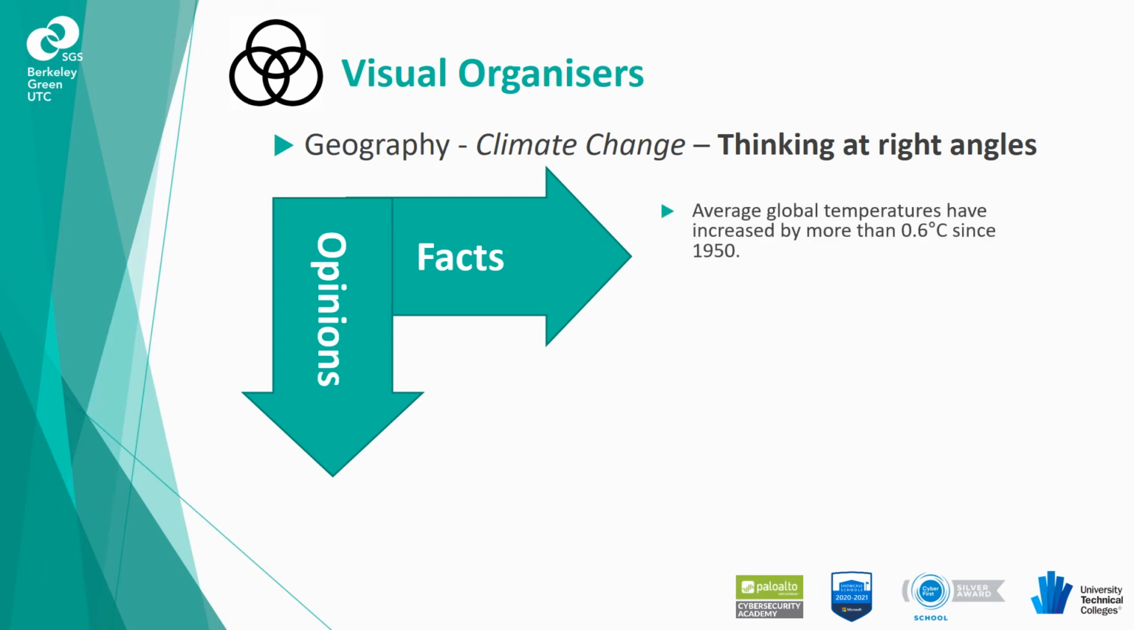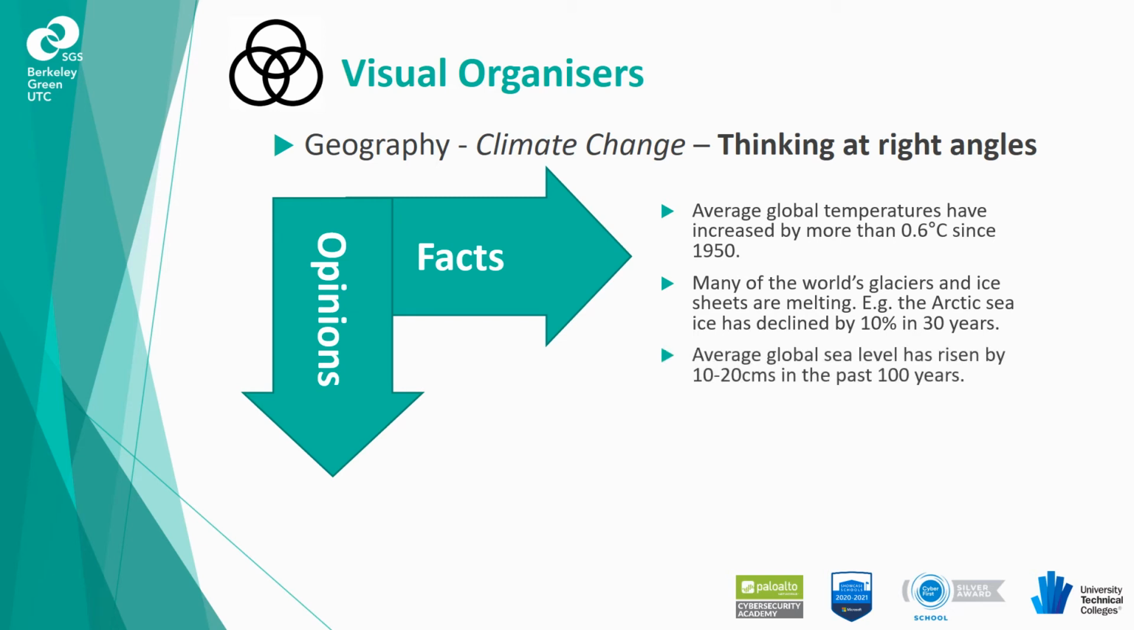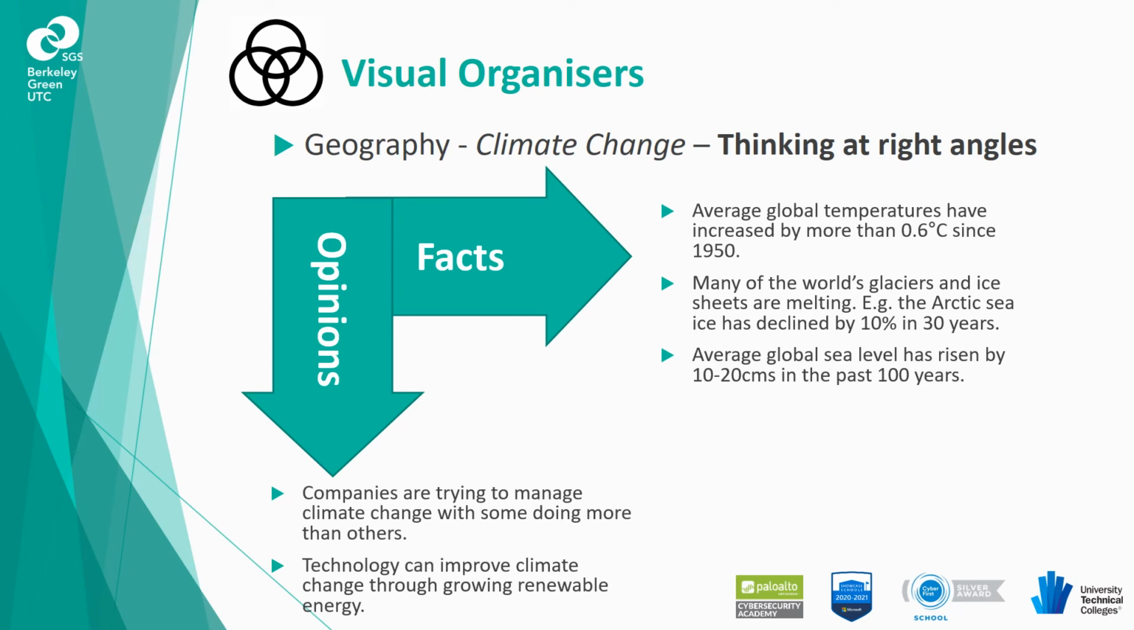So facts, for example, on geography climate change: the average global temperatures have increased by more than 0.6 Celsius since 1950. Many of the world's glaciers and ice sheets are melting, and the average global sea level has risen 10 to 20 centimetres in the past 100 years. So these are all facts that have been proved, and there's been lots of scientific research that's gone into proving these facts. This is what we know about climate change. The opinions for those, we could say things like companies are trying to manage climate change, with some doing more than others. We could say technology can improve climate change through growing renewable energy. These are kind of based on fact, but they're all our opinions of what we think could be. So it's when you look at the facts for your topic, and then the opinions that go alongside it.